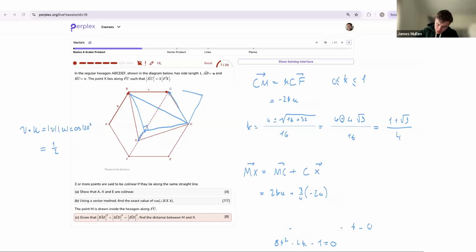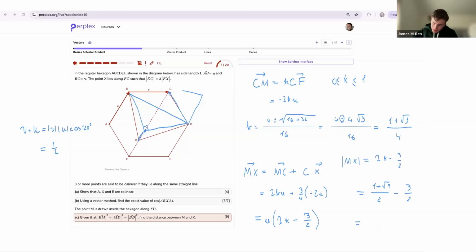All right. And so if I simplify that as much as I can and factor out the U's, because U has a length of 1, so actually the length is going to make no difference, and so I can say that the length, if I factor out the U, I'm going to have U times 2k, and then minus 3 over 4 times 2 is 3 over 2. Okay, and so my length is going to be, the magnitude of MX is going to be 2k minus 3 over 2, which is equal to 1 plus root 3 over 2 minus 3 over 2.